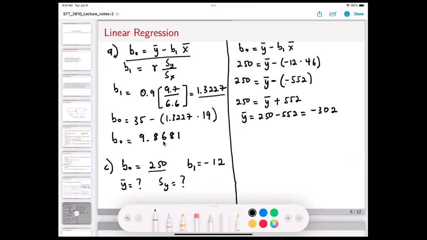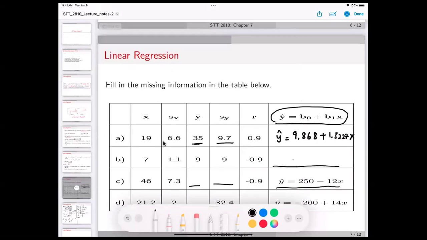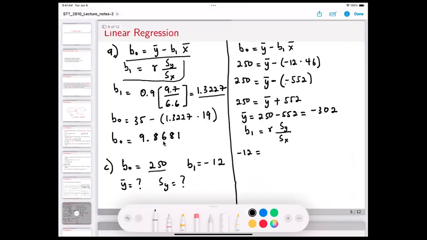The next thing we want to find is SY. SY, we need this guy here to help us find SY. Is that okay? So we have beta 1 equals R SY over SX. Okay? What is beta 1? Negative 12. What is R? Negative 0.9. What is SY? We don't know. What is SX? 7.3.